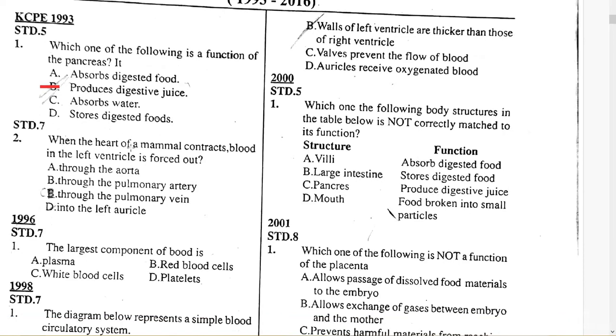Number 2, when the heart of the mammal contracts, blood in the left ventricle is forced out through where? Very nice. So you need to know, we have discussed that.